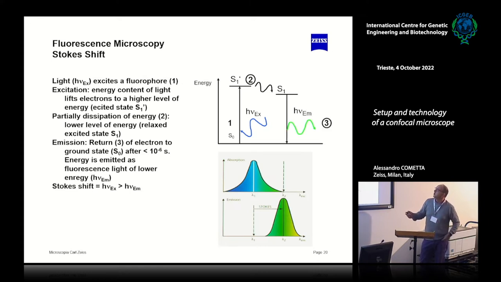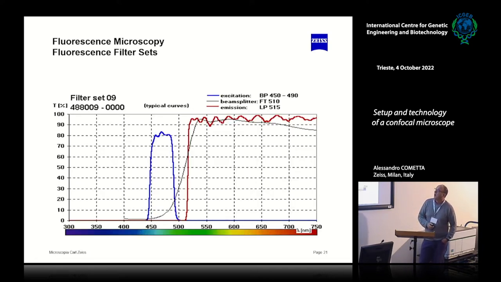Okay, I have a mission. Usually there is 20, 30, or 40 nanometers between the excitation and emission, and this is the Stokes shift. You already know how to work with filters. This is a standard filter set. A filter set can be a bandpass like this one, or a low pass like this one.